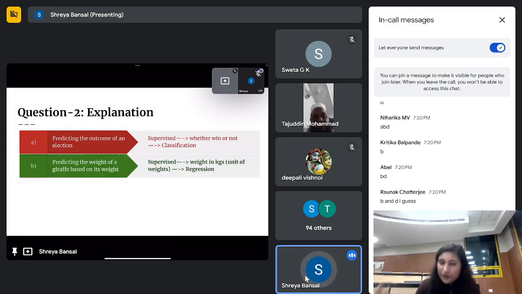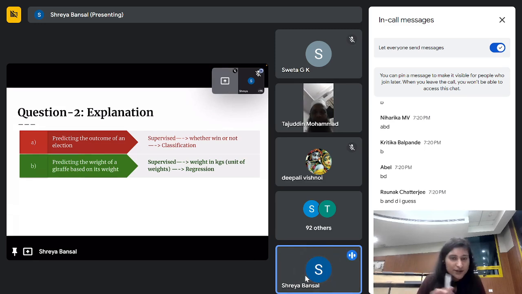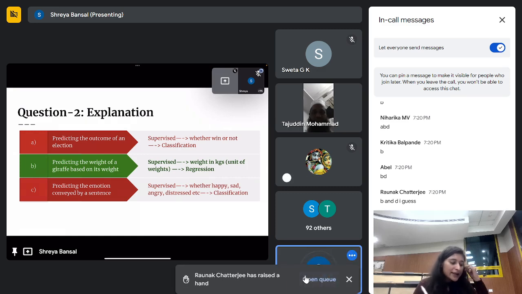Second is prediction of weight. Obviously, the weight in kilograms or any unit of weight can be used here. So the output is a number. Let us say 62 kg, 78 kg. So this is a number, it means it's a regression. It can be 78.2, it can be 78.02. So this is regression. It's very simple. Alright, B. Third is predicting the emotion.